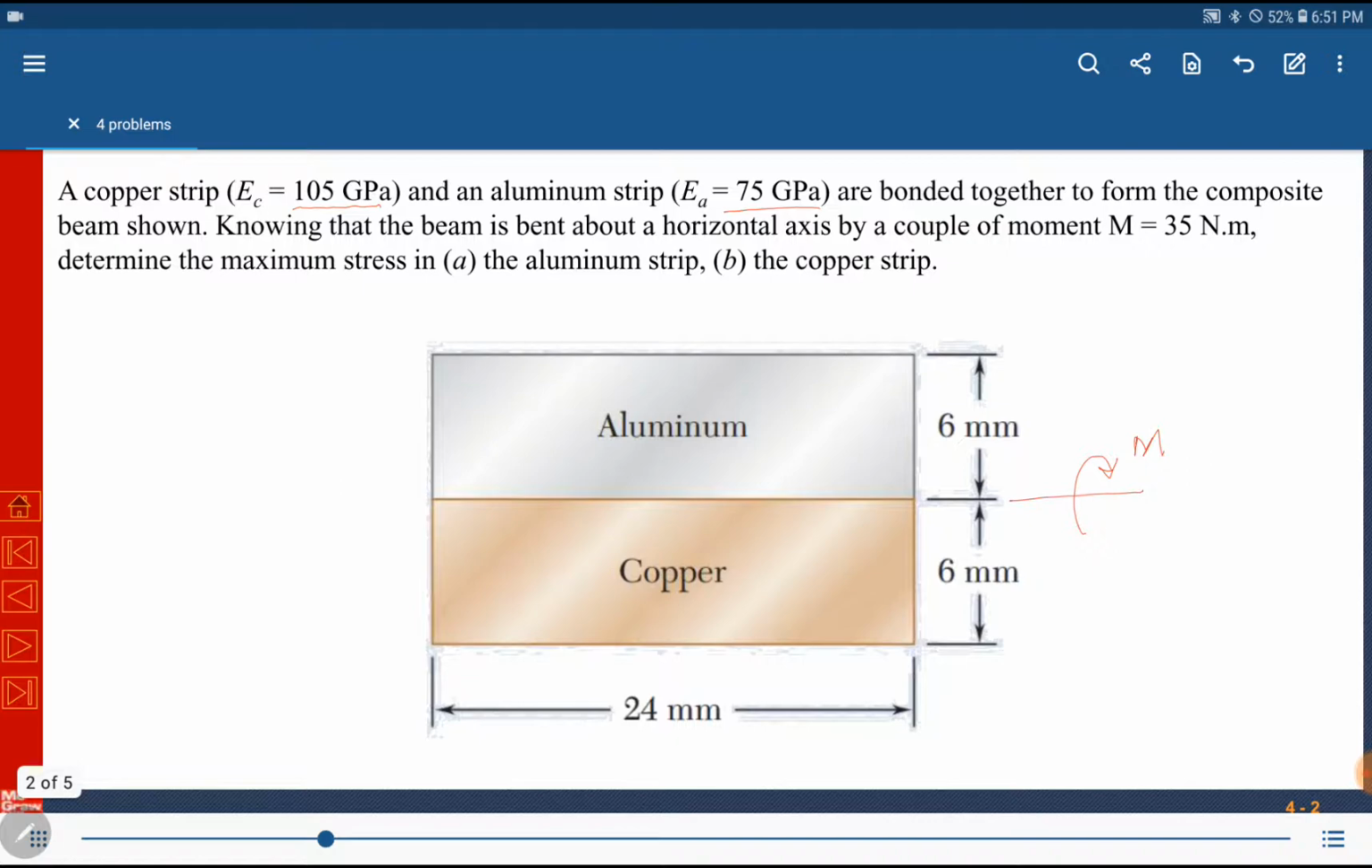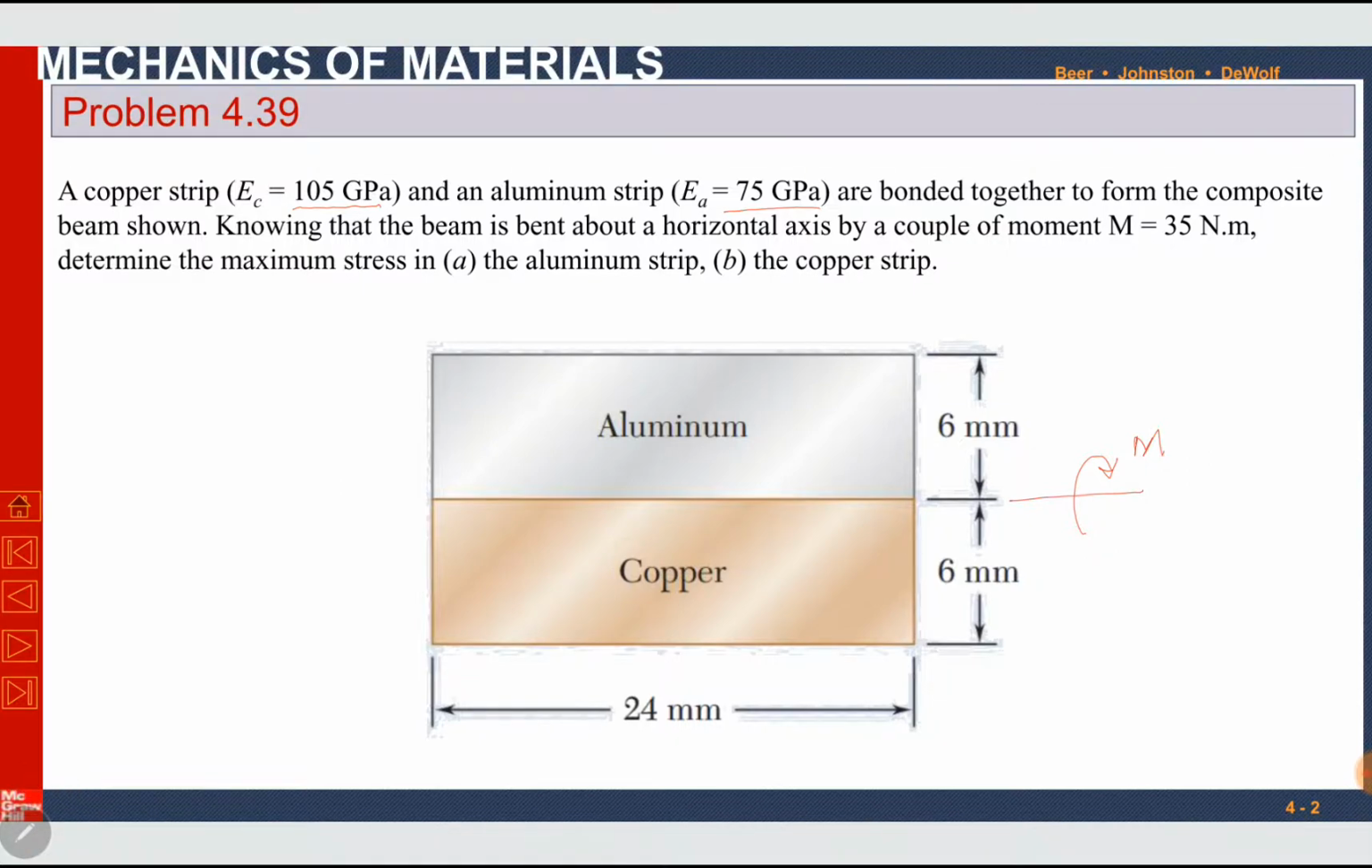First, we have to discuss the centroid. Because moment is about a horizontal axis, the centroid will be horizontal, and around the horizontal axis, this beam is not symmetric. Material above the horizontal axis is aluminum, and below it is copper. So the centroid is not simply the midpoint between the top and the bottom layers. We have to find the geometric center.